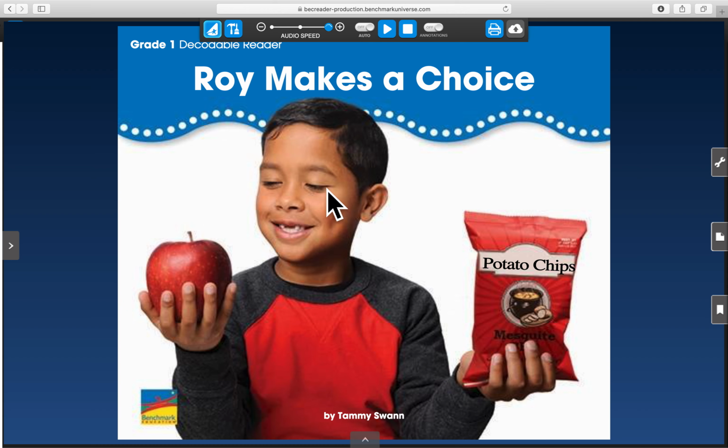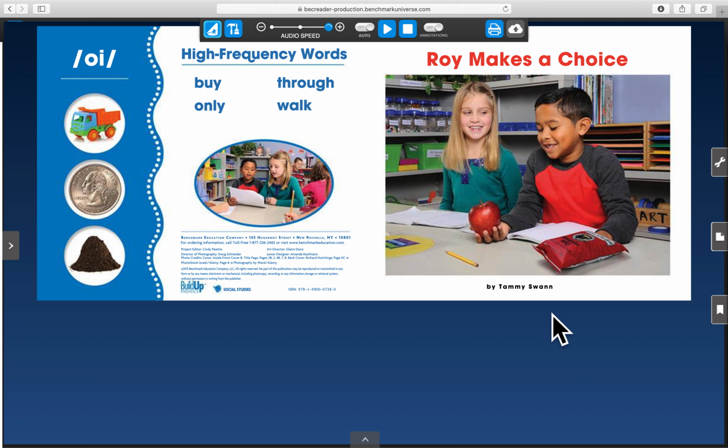Okay, also, we see our toy card sound. Oi, Roy, and then choice. Oi, oi, choice. Okay, and then choice. Choice means you get to pick something. Make a choice. That means pick something. So it looks like he's trying to make a choice between the apple and the potato chips. So let's go ahead and read to see if our prediction is correct.